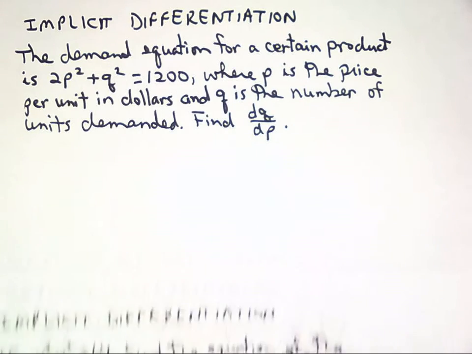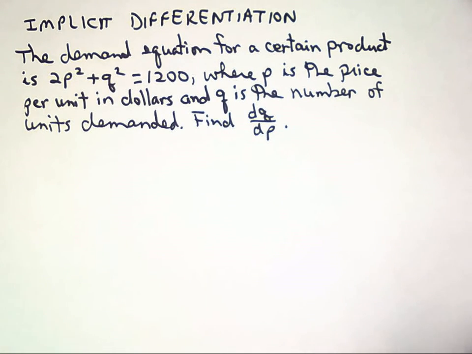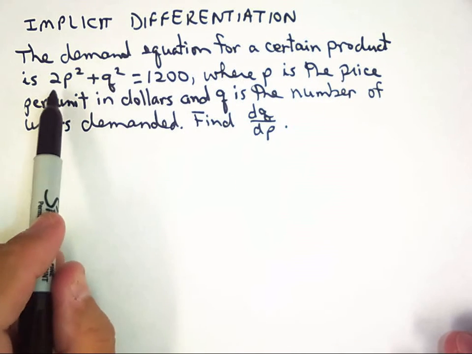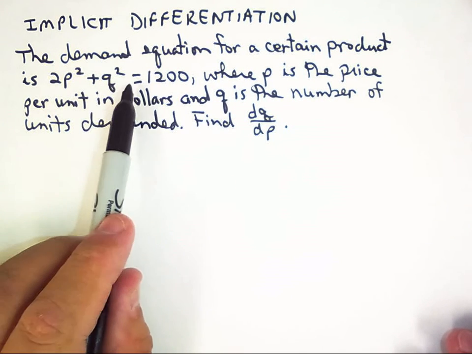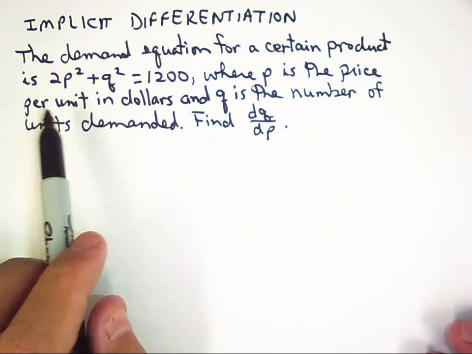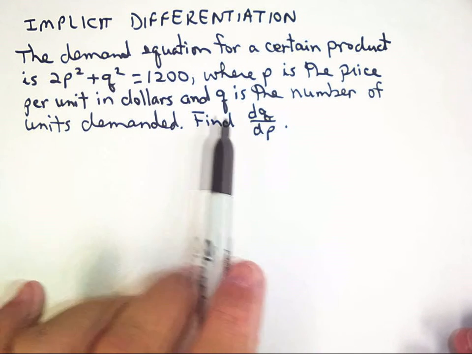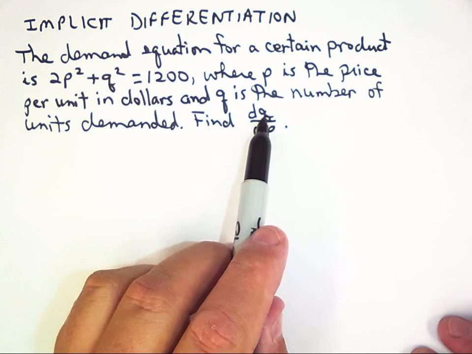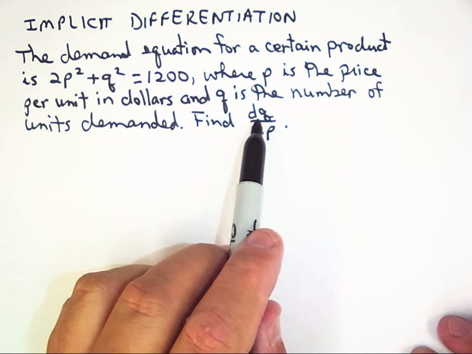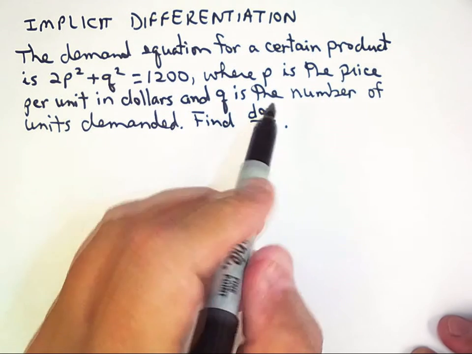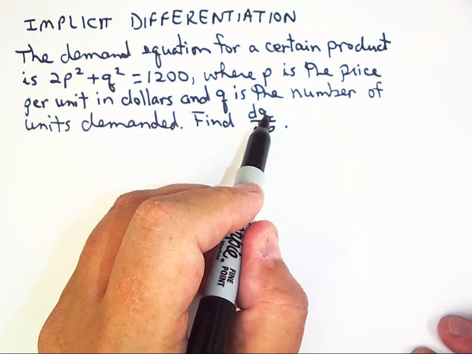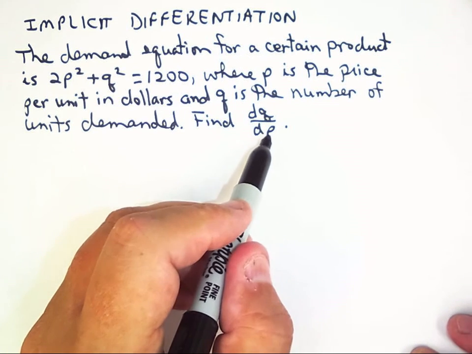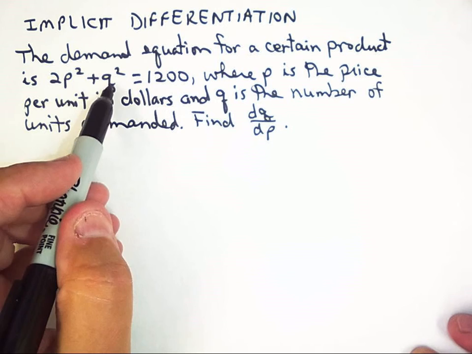Let's look at one more application problem. It says the demand equation for a certain product is 2p squared plus q squared equals 1200, where p is the price per unit in dollars and q is the number of units demanded. They want us to find dq over dp. In other words, the derivative of the quantity with respect to the price. So the q is like the y and the p is like the x, if we're thinking of dy over dx. So the p is the variable and q is a function of p.